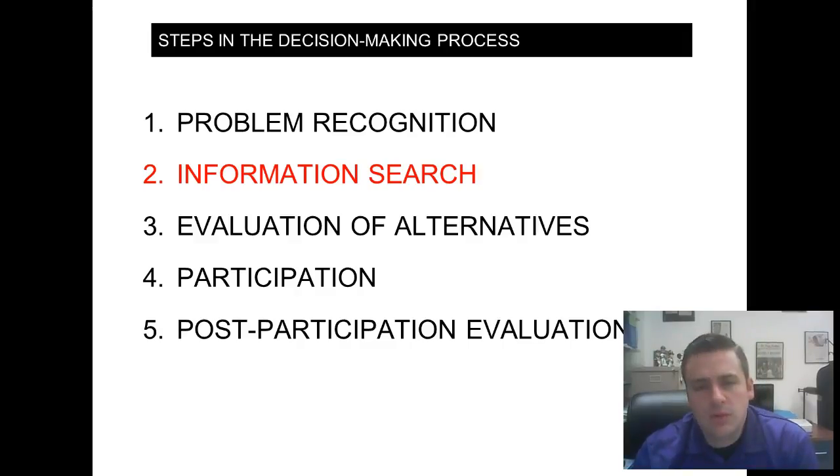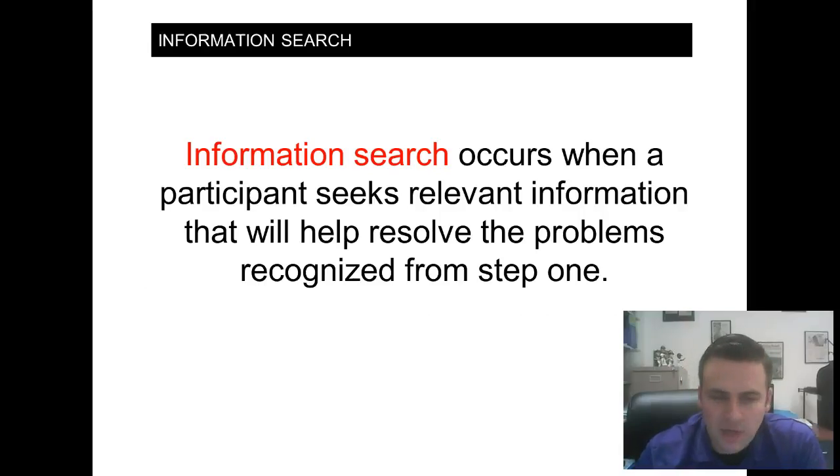Once we've recognized there's a problem, this process obviously is not conscious. You don't always go through it thinking, okay, now I've finished step 1 as a consumer, what's the next step? But a good understanding of behavior then leads us to the information search. An information search is essentially when the participant looks for information, tries to figure out what offerings are out there and what type of information can help with this.